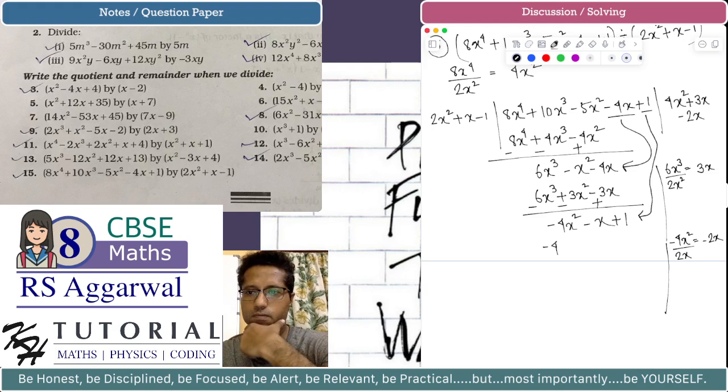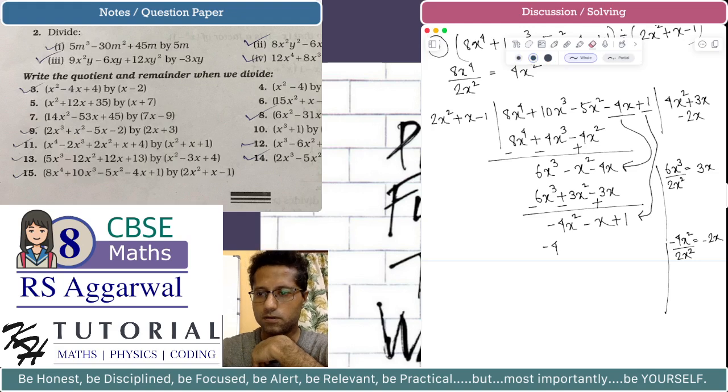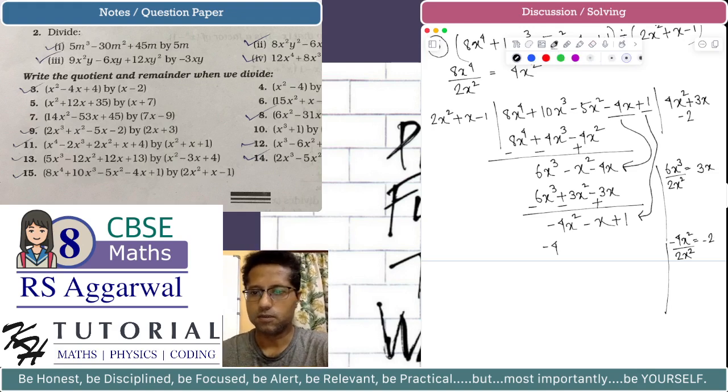I think there is a problem. Sorry, this cannot be. The first term of the divisor is 2x square. So the next term of the quotient will be minus 2. So the product of minus 2 and the divisor is minus 4x square minus 2x plus 2. If you do the subtraction, the sign changes.